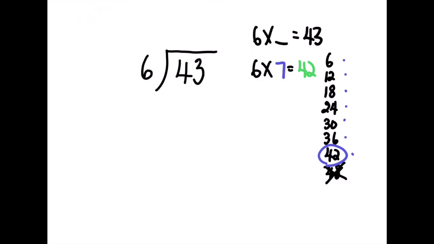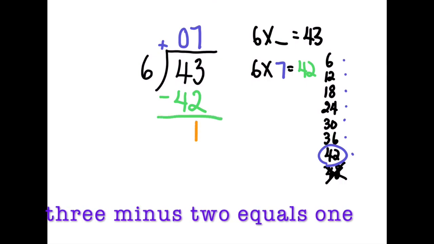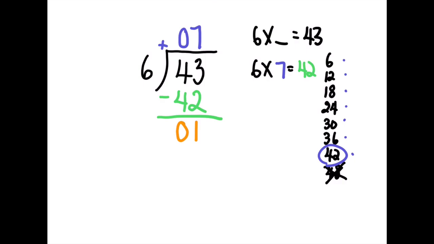So we put our quotient 7 up here, and then we multiply 6 times 7 equals 42. And we're going to subtract. 3 minus 1 equals 2. 4 minus 4 equals 0. So we have a remainder of 1. So 43 divided by 6 equals 7, remainder 1.